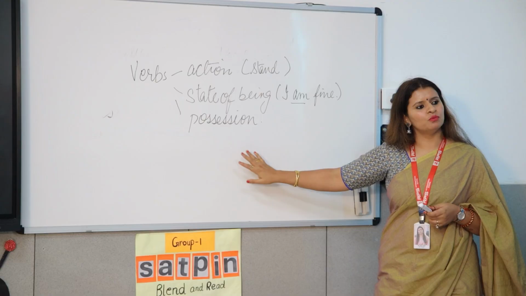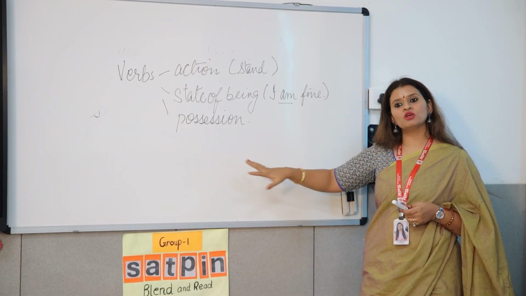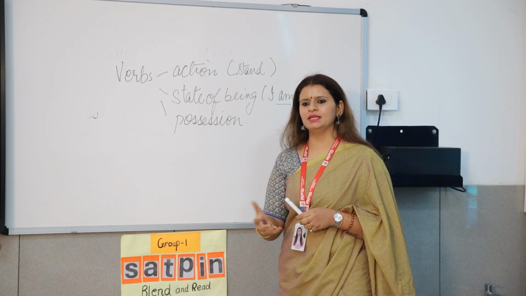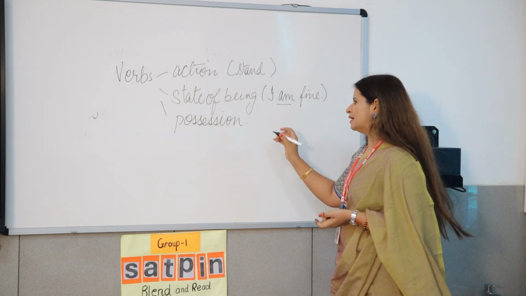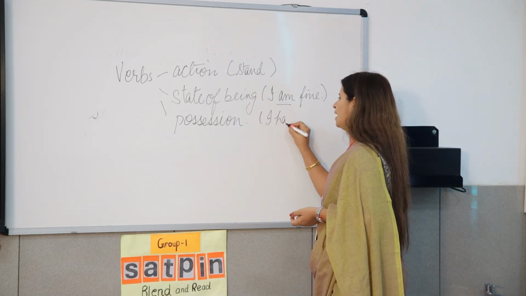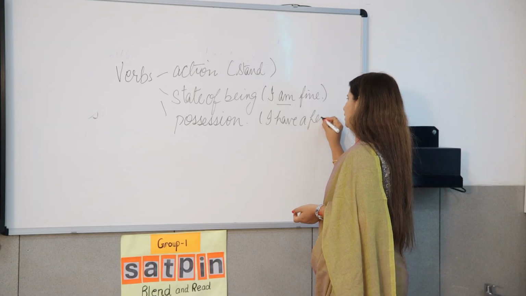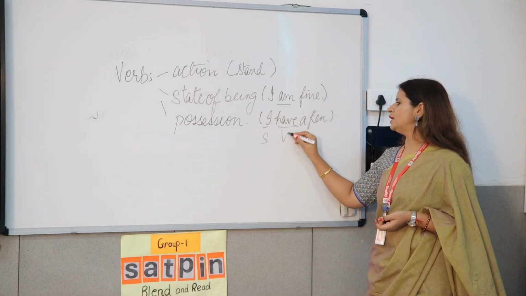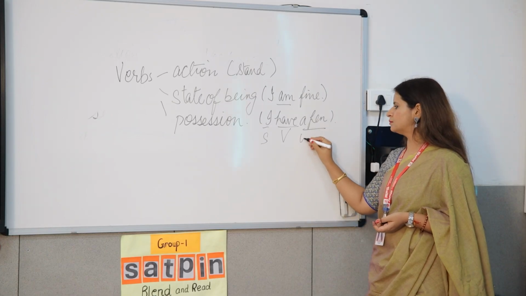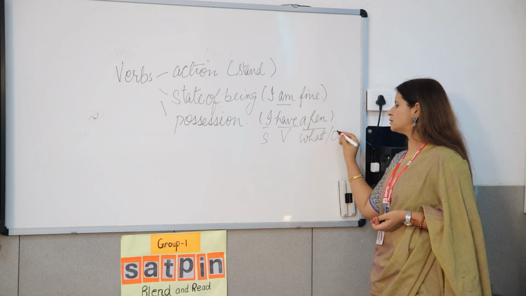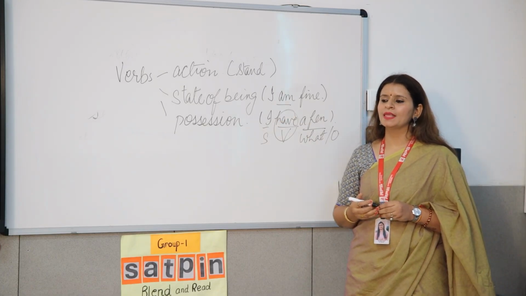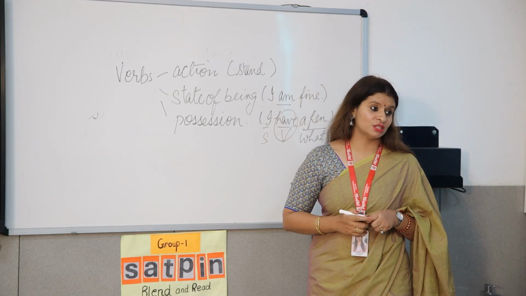And the third point, verbs also tell us the possession. How do I say possession? Can you give me an example? I have. Wonderful. Like I have a pen. Now, I is my subject. Have is my verb. I have what? An object. A pen. So it is my object. So what is have over here? It is telling me the possession.